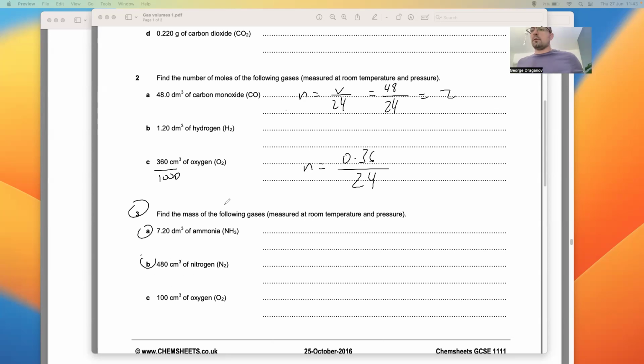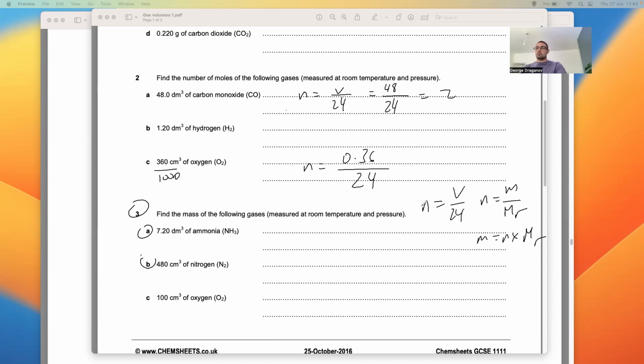So first of all, find the mass is the question. And you might say, well, hang on, that doesn't make sense. Moles equals V over 24, where is the mass? Well, don't forget your first formula of chemistry. Moles is mass over Mr. So mass is moles times Mr. So the idea is if you find the moles first, you can use the previous equation. So you're using 2 equations.